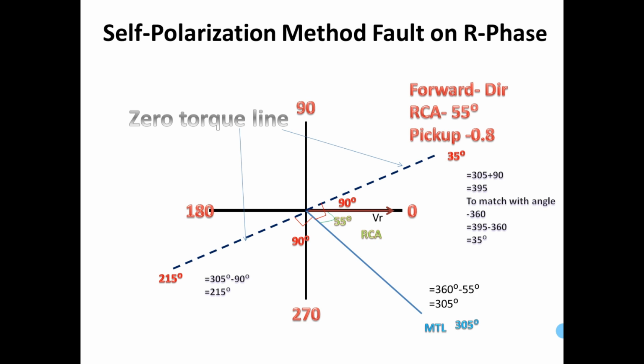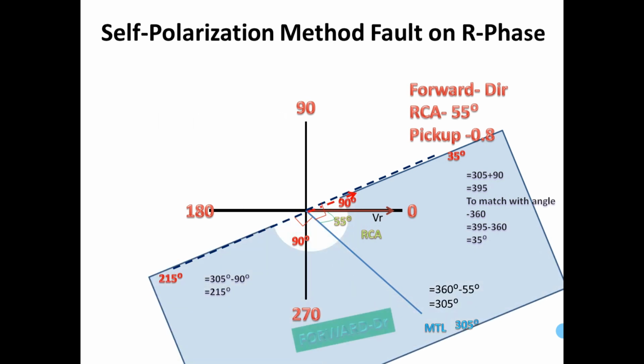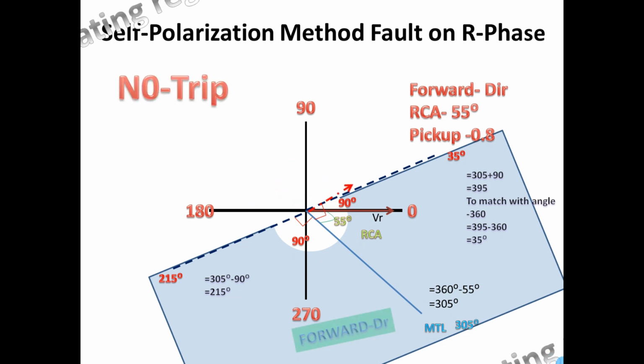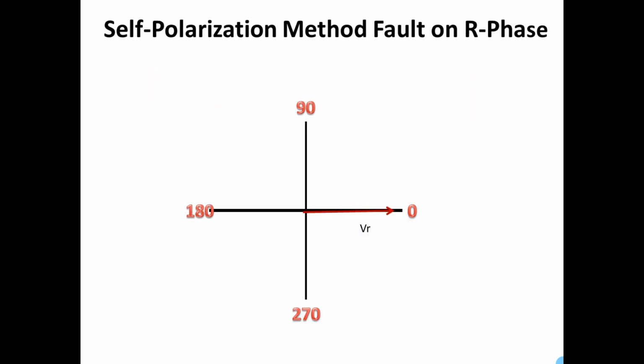To operate in forward directional overcurrent, the current value should be above the pickup value and the current should lie within this operating region. Then the relay will give a trip according to the trip time delay. If the current is away from this region, that is in the non-operating region, then the relay will not give any trip command even though the current magnitude is very high. By this we come to the end of the forward directional overcurrent. Now we can see the reverse directional overcurrent.